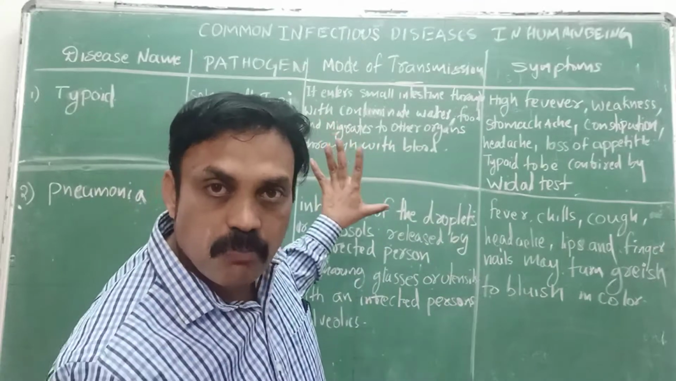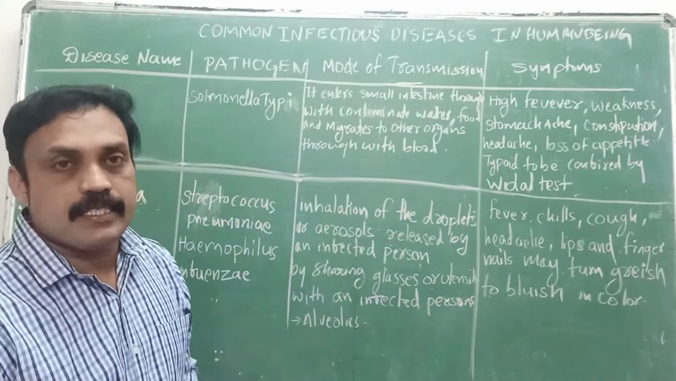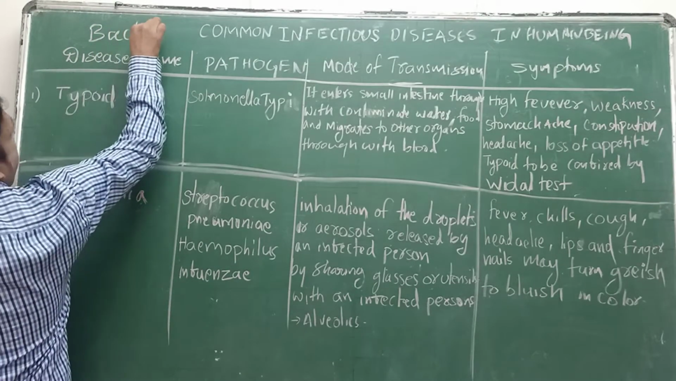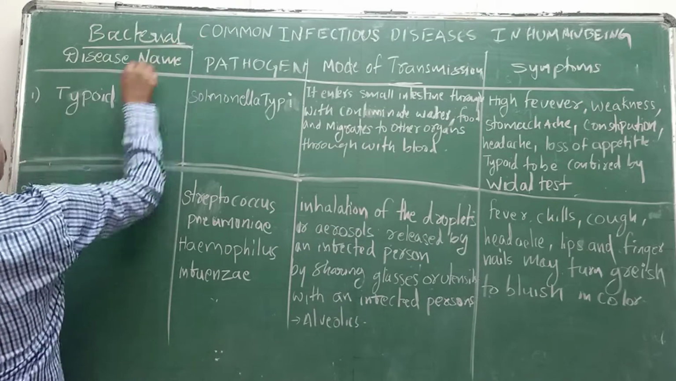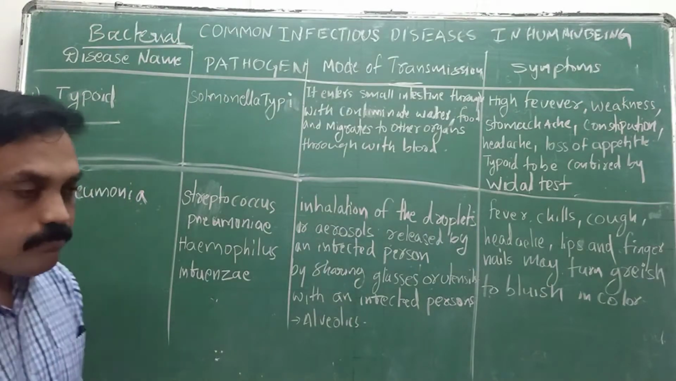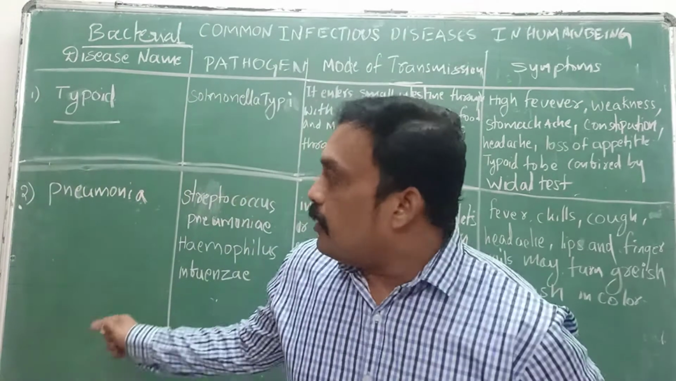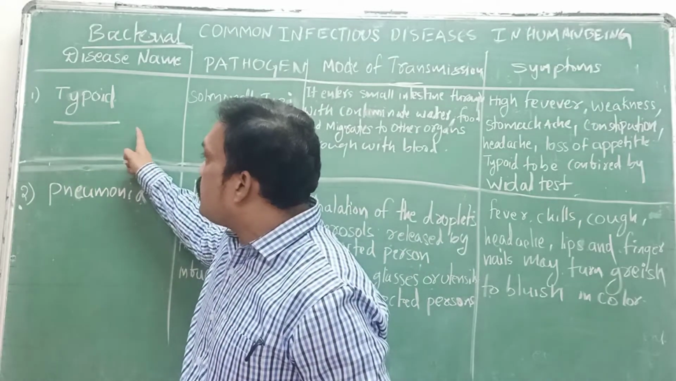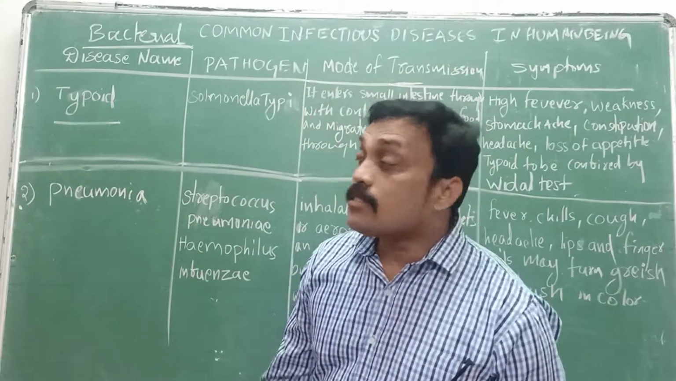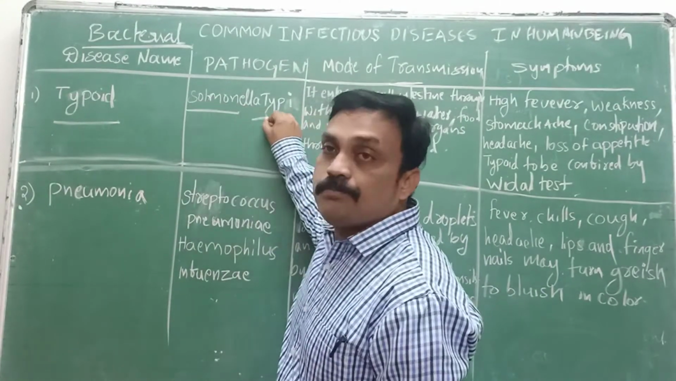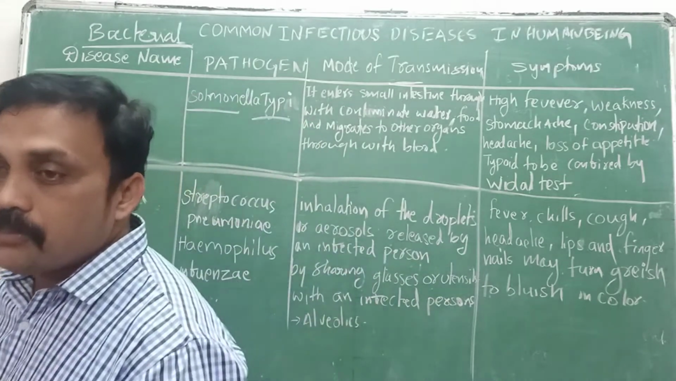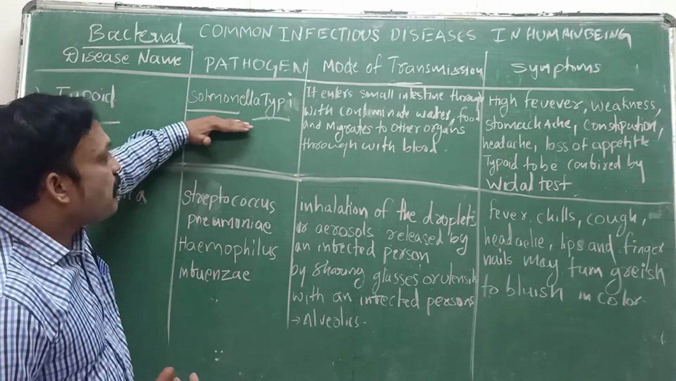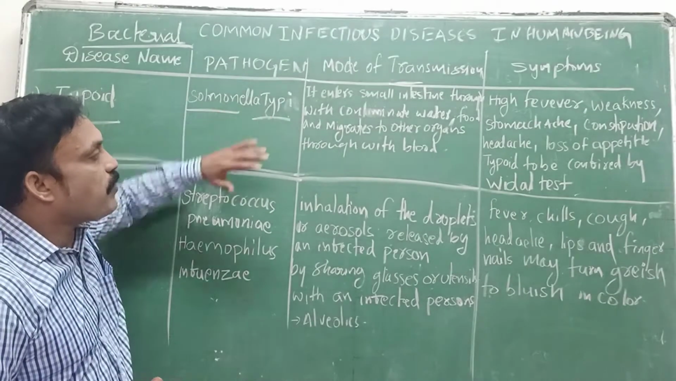Now we are going to discuss two examples of bacterial diseases. One example is typhoid. Typhoid is a bacterial disease. The pathogen that causes it is Salmonella typhi. Try to remember the name of the cause of typhoid: Salmonella typhi.